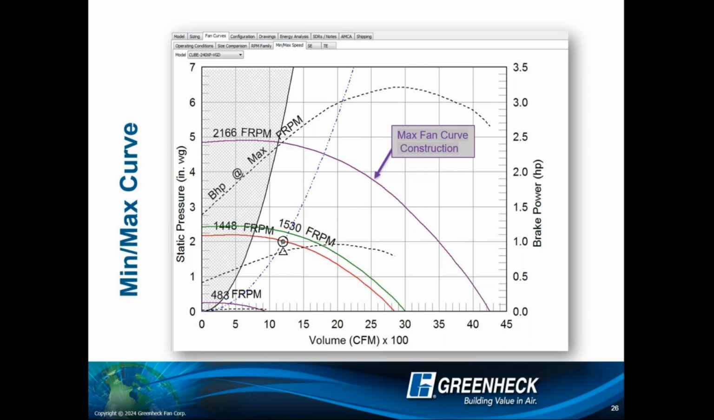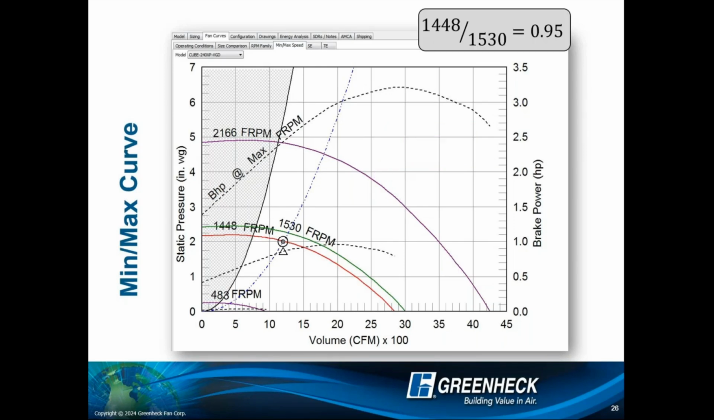So this starts giving me a lot of really good information. I'm like, where am I selecting this fan compared to what can it possibly do? And right off the bat, I see here that, all right, I'm operating at 1448 fan RPM with the standard smallest motor that'll do this. I'm able to hit 1530, right? Some simple math: 1448 divided by 1530, 0.95. So I am selecting this fan knowingly at 95% of its capability.